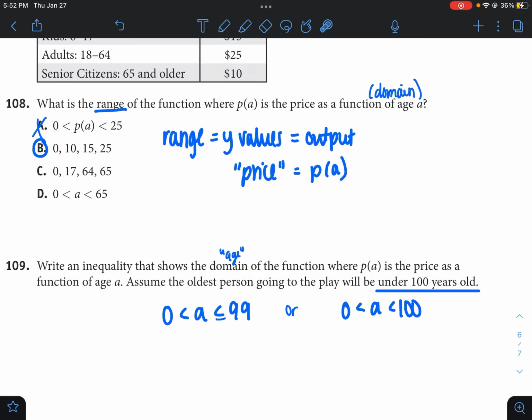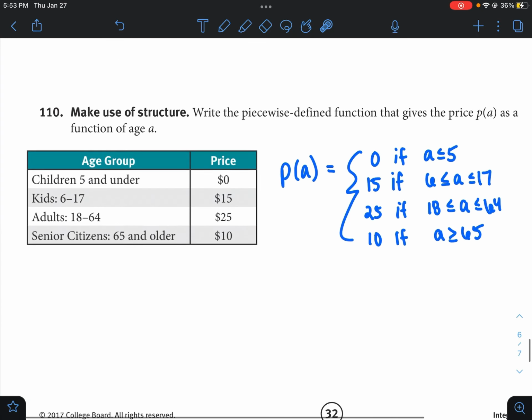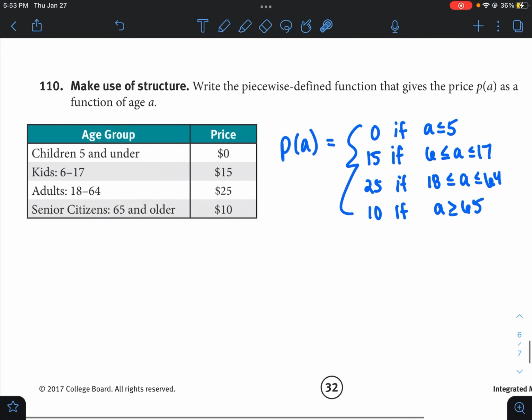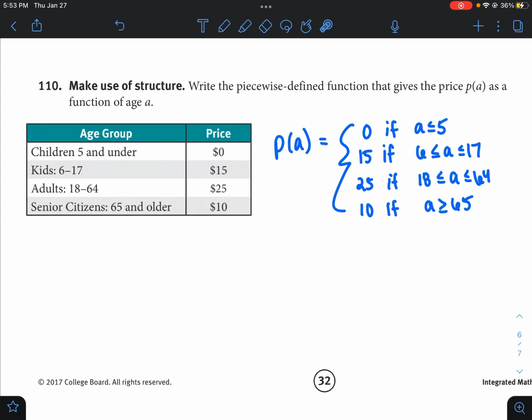And then 110 here. Write the piecewise function that gives P of A as a function of age. So this one's really nice because it's just one price. And what we're really focusing on is our if statements. If, what about the age? So children 5 and under are going to cost $0. So the price will be 0 if their age is less than or equal to 5. Kids 6 to 17 will be $15. So the price will be $15 if their age is between and including 6 and 17.